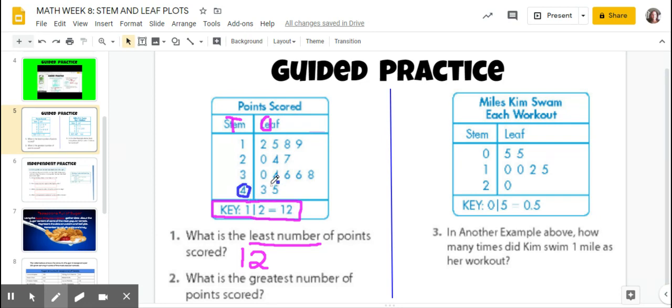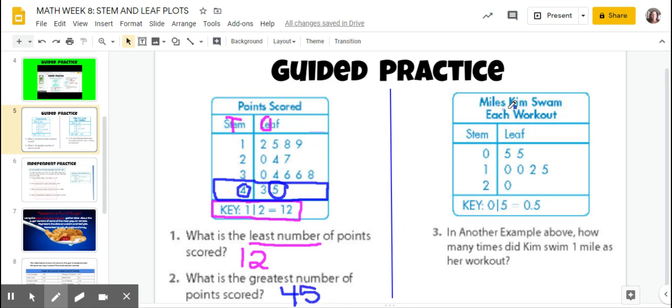Since we identified the greatest stem, we know that we're only going to focus on the leaves that are in line with that stem. We have a 3 and a 5. Well, 5 is greater. So the greatest number of points scored is 45.